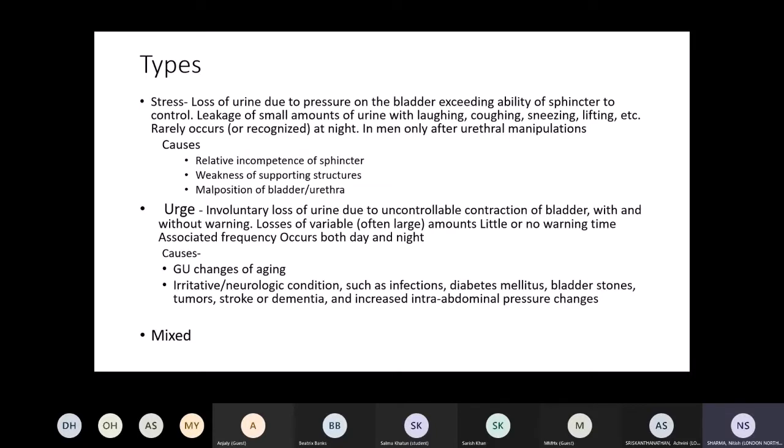It could be because of the genitourinary changes of aging. It could be irritative or neurological conditions. It could be because of infections, diabetes causing autonomic dysfunction, bladder stones, tumors, strokes, and increased abdominal pressure change. Mixed incontinence would be a combination of both of them. So the patient would have uncontrollable contraction of the bladder when laughing or sneezing. This would lead to a large amount of urine being passed and being unable to control that.